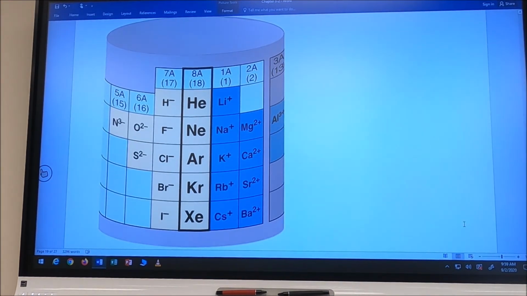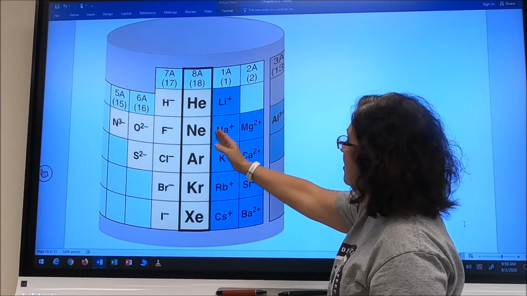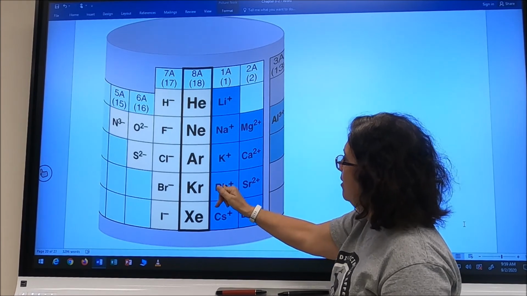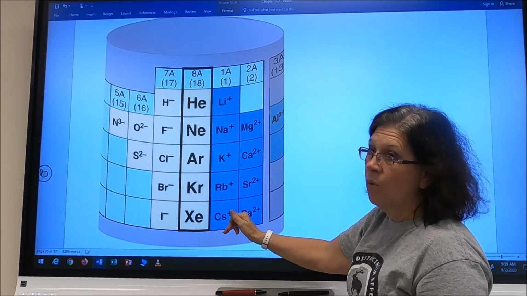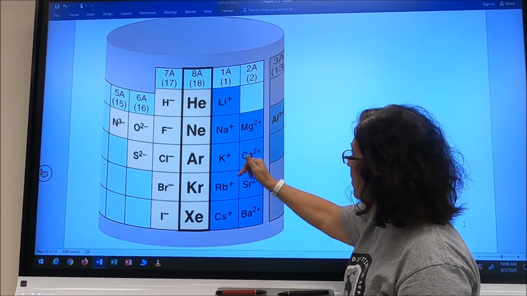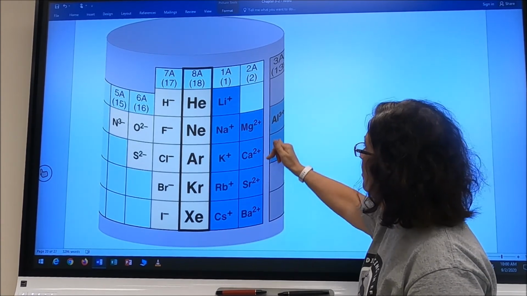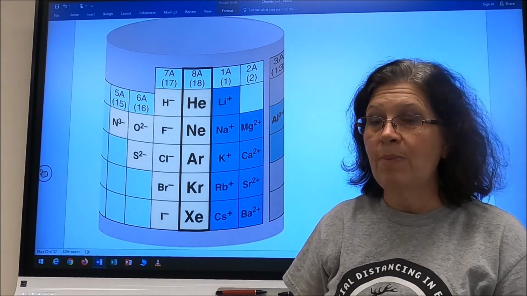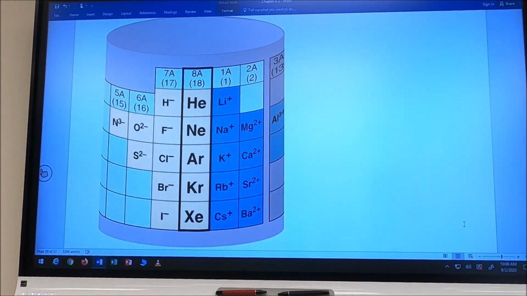Okay, so here's an interesting look at the periodic table, kind of putting it on a drum and putting the noble gases in the middle. Lithium, sodium, potassium, rubidium, cesium form 1+ ions, or you can just put the plus. Magnesium, calcium, strontium, barium always form 2+. Aluminum always forms a 3+. And that's because of how far off they are from their nearest noble gas neighbor.